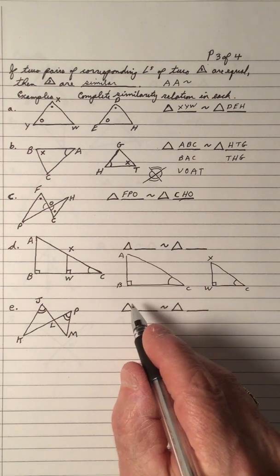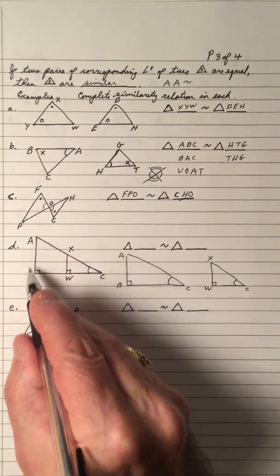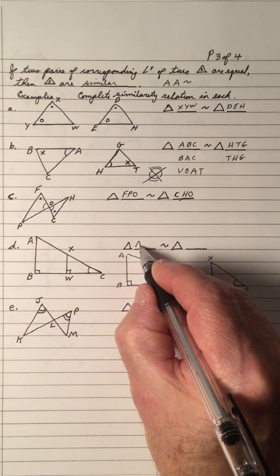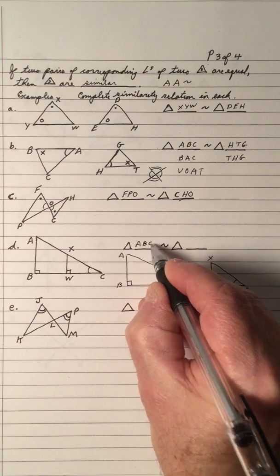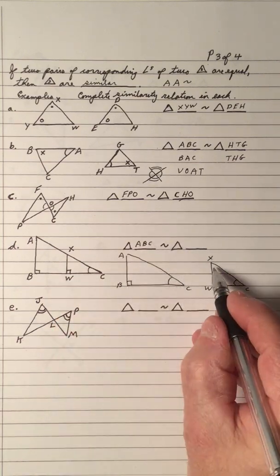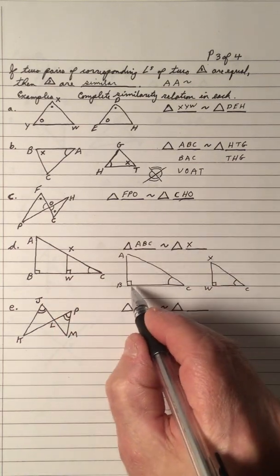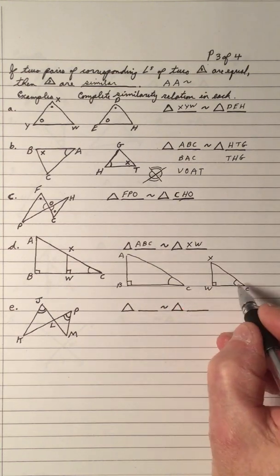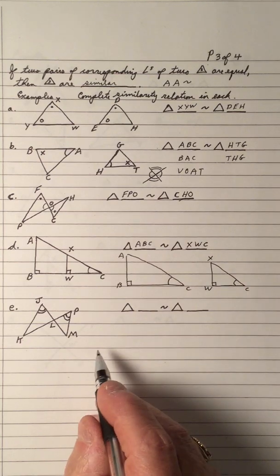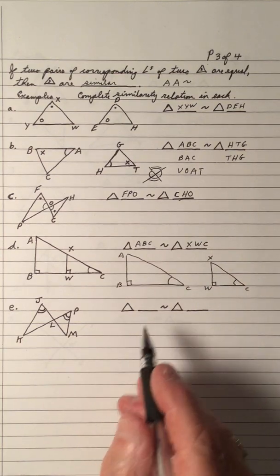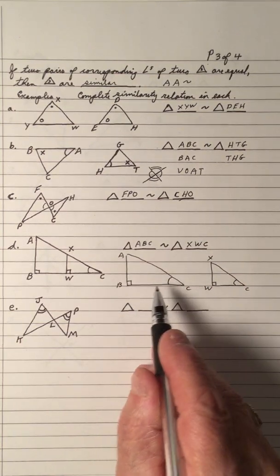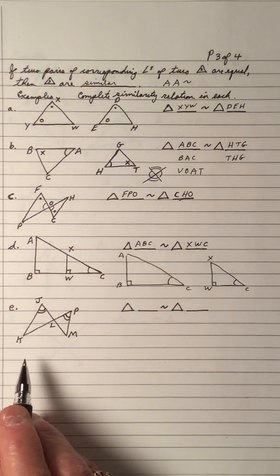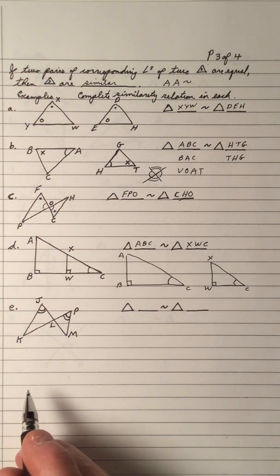So if we take the triangle A, B, C, which is the big one, let's write down A, B, C. A is going with X, B is equal to W, and C goes with C. So that's the triangles that are similar. But notice I drew the two triangles separate. You can see how they're going to be similar with the AA similarity.